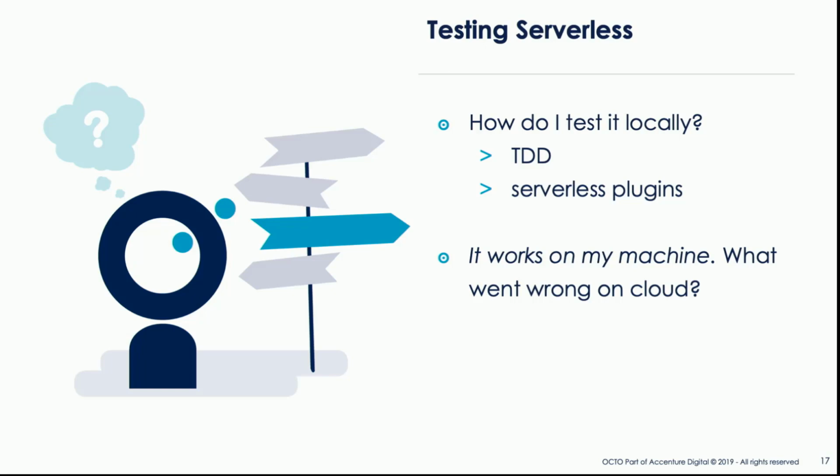The answer is a bit simple: you can definitely create as many unit tests as you can. In fact, you should do test-driven development, like the way you do it for any other architecture. You can use some serverless plugins out there. We used a serverless offline plugin, which can simulate all of your API gateways on your local, and you can pretty much run the entire website locally.